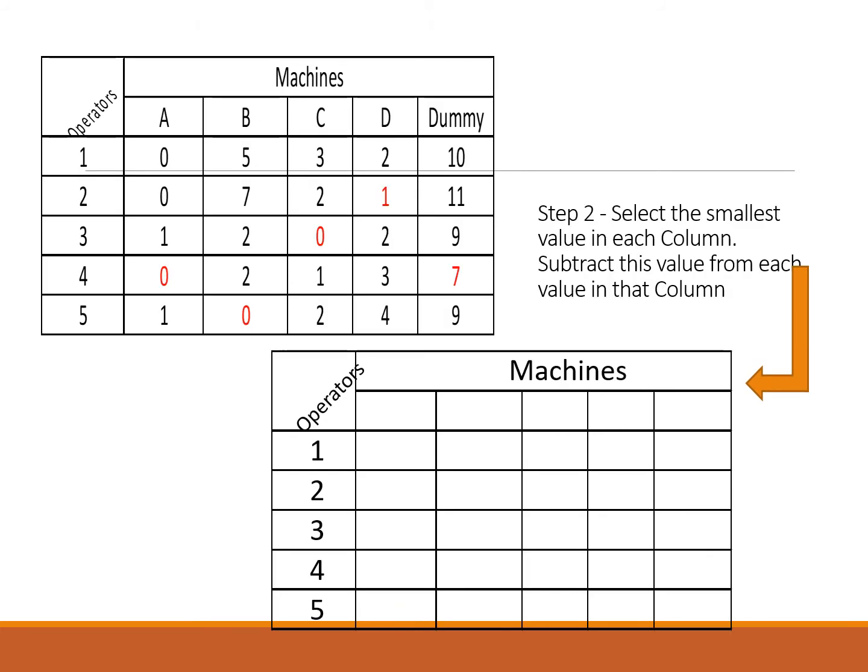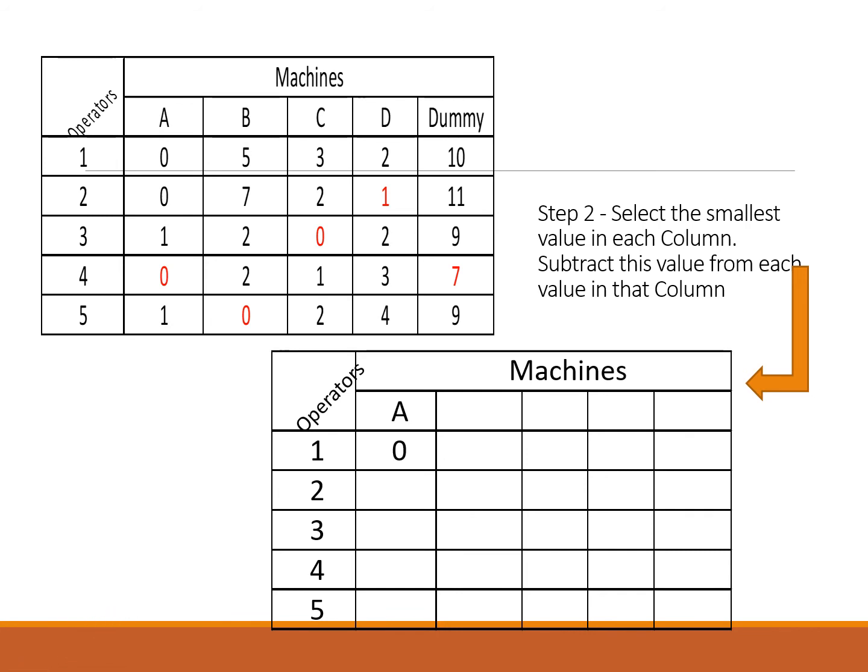Column subtraction: identify the minimum value in each column. You can clearly identify that in column A, machine A, the minimum is 0. For machine B, the minimum is again 0. Machine C, the minimum is again 0. Machine D, the minimum is 1. And dummy, the minimum is 7. So subtract these minimum values from the values in that column and write down the new matrix.